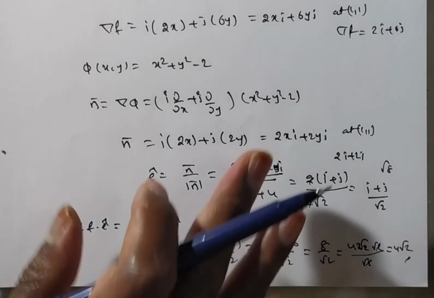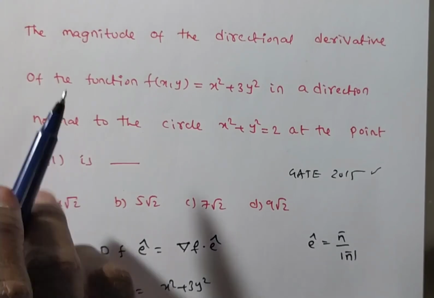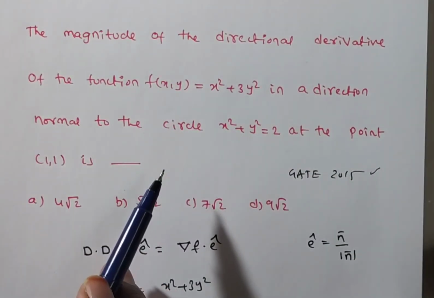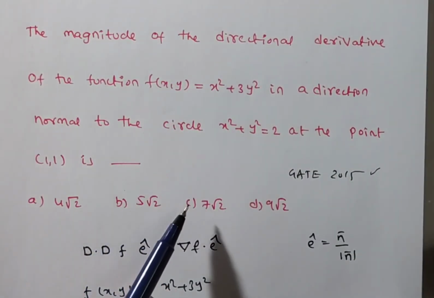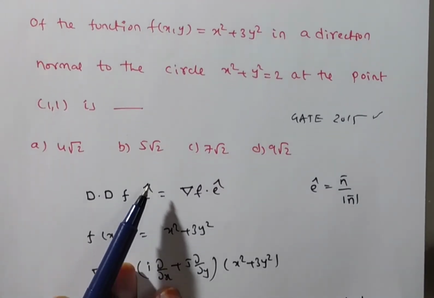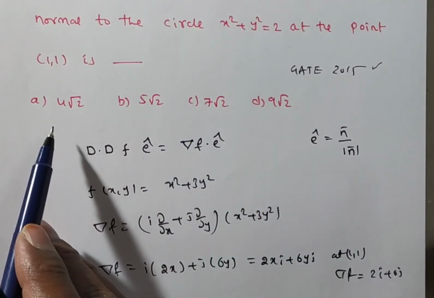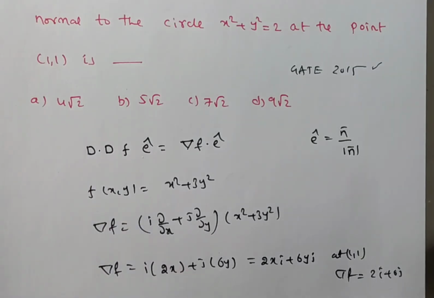But in the problem, they have given the magnitude of the directional derivative. Magnitude is nothing but the same; if there is a negative, then you will get positive in this case. So what are the options you have? 4 root 2, 5 root 2, 7 root 2, 9 root 2. Which option is correct? Option A is correct. Is it clear for everyone?